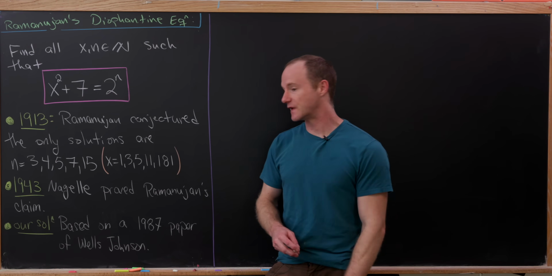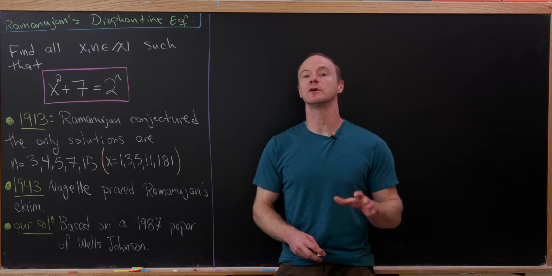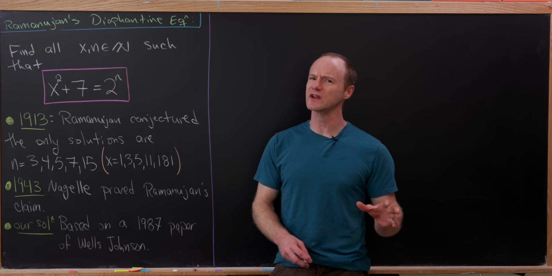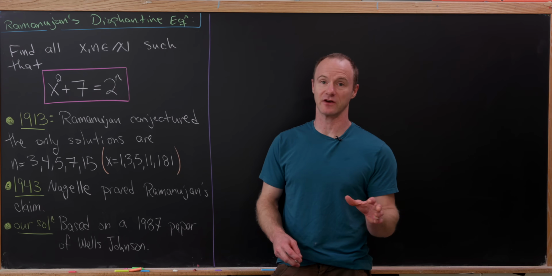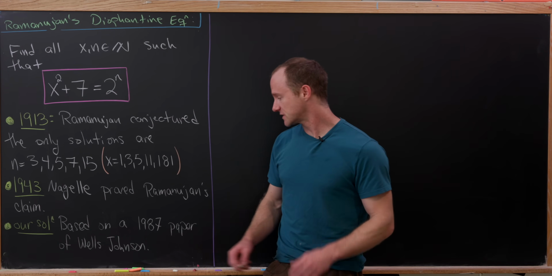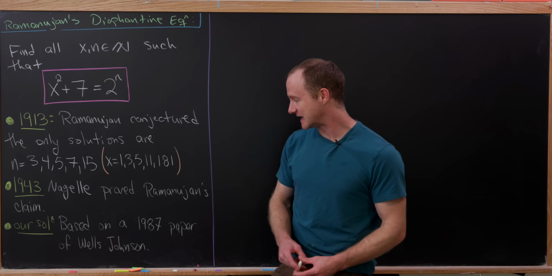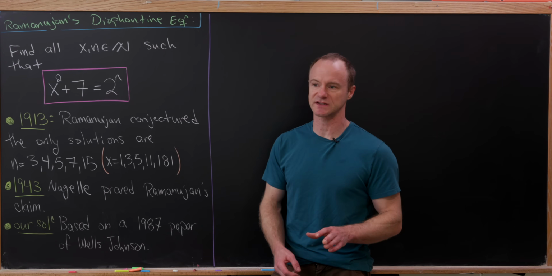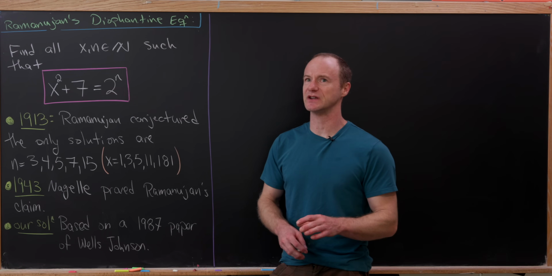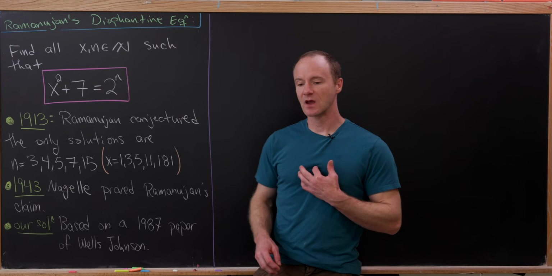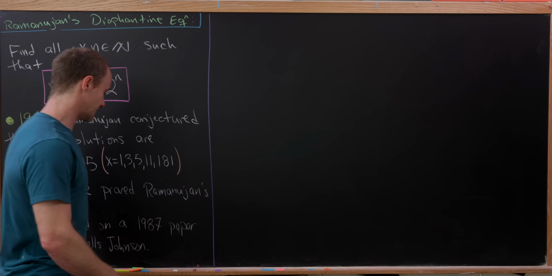So our solution that we'll present, which I think is the most elementary solution, you can really get into the weeds of higher math here if you're not careful. So our solution is based on a 1987 paper of Wells-Johnson, although I found this approach in many different places. Okay, so how are we going to do this?